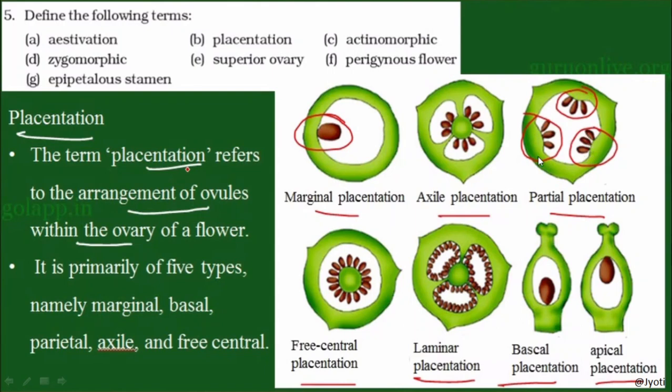So this is a tricarpellary syncarpous gynoecium because the ovarian part is fused. And here it clearly shows that 3 carpels are present because the ovules are arranged, or the placenta is arranged, in 3 positions in the ovary.